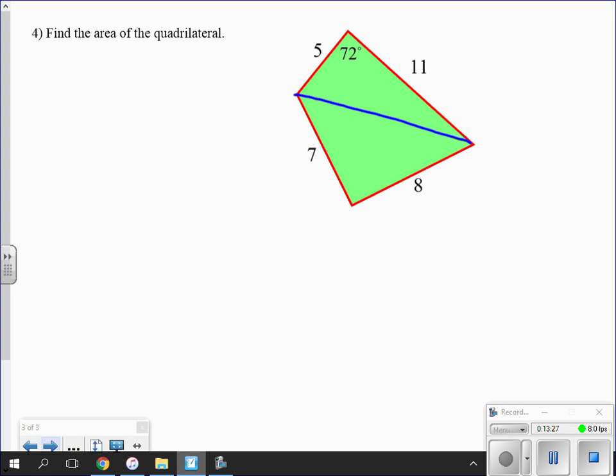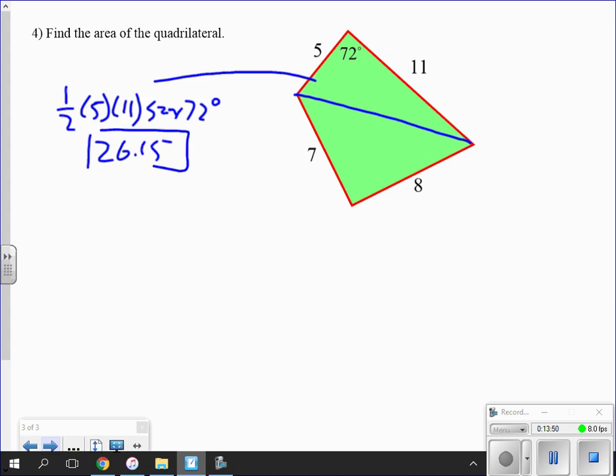So I want to be able to do the top triangle and the bottom triangle. Top triangle is actually very easy to find its area. 1/2 times 5 times 11 times the sine of 72 degrees. And so for the top one, I get 26.15 for the area for the top.